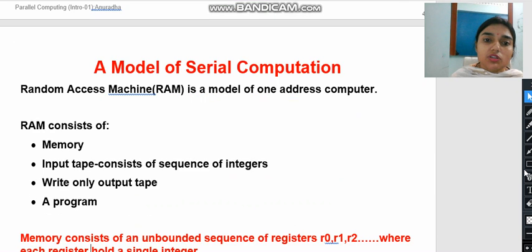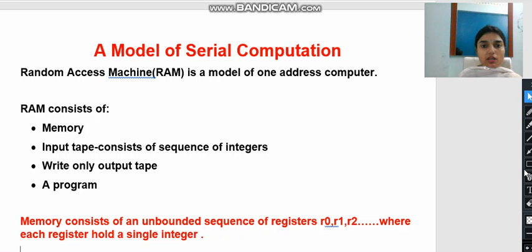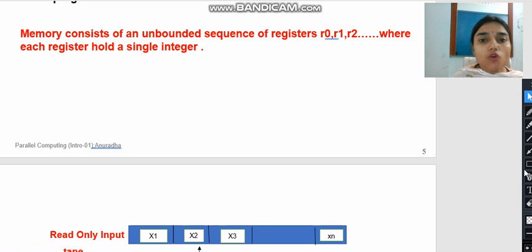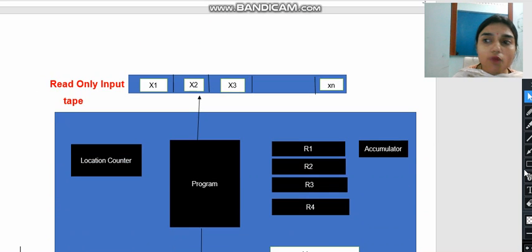Now let's come to a model of serial computation. A random access machine, RAM, is a model of a one address computer. Basically, this RAM consists of a memory, an input tape which is only used to store the sequence of integers, a write only output tape and a program. The memory consists of an unbounded sequence of registers, where each register holds a single integer.